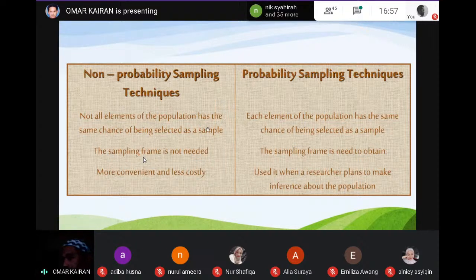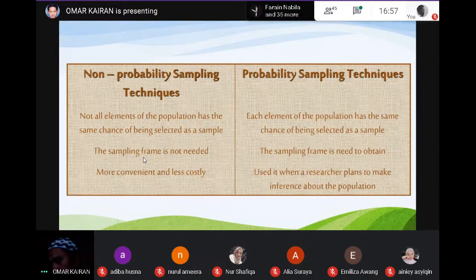You nak kaji dalam kelas, kajian you nak conduct melibatkan students in the class. But you decide to choose only female students, so automatically male students in the class will not be selected. So itu maksudnya not all elements of the population have the same chances of being selected as a sample. So in this non-probability sampling, the sampling frame is not needed. Kita tak perlukan sampling frame.